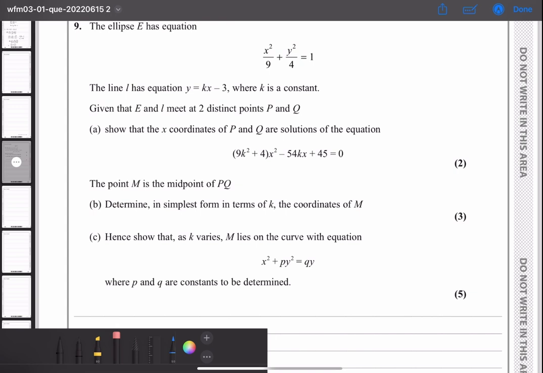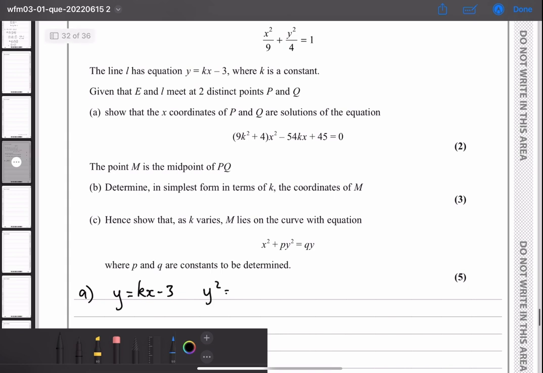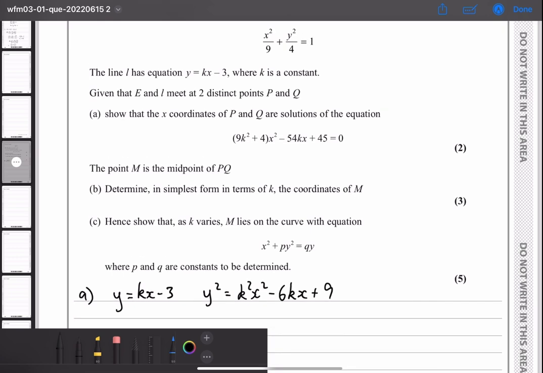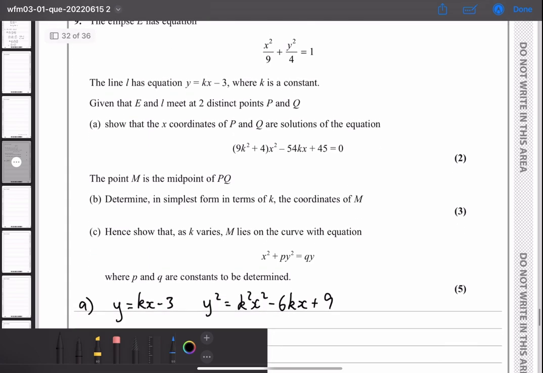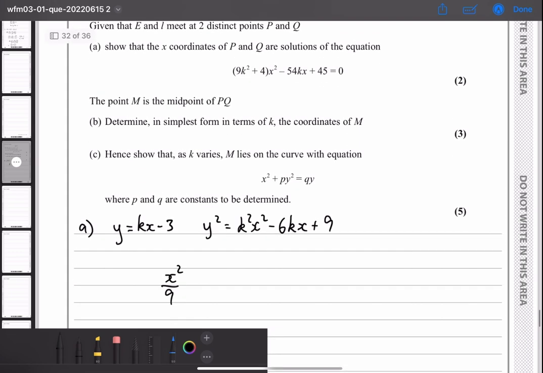So we're using the equation for the line. We're going to put it into the equation for the ellipse. That's straightforward to begin with. So we've got y is equal to kx minus 3. So y squared is equal to k squared x squared minus 6 lots of kx plus 9. So then just substituting that into the ellipse equation gives us x squared over 9, plus y squared, which is this, over 4 is equal to 1.